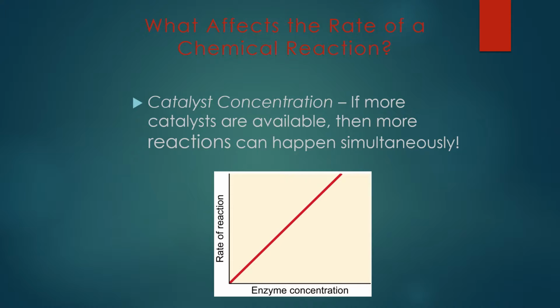If you increase the amount of catalyst, or if you increase the amount of enzyme, the concentration of it, then more reactions can happen simultaneously, meaning at the same time. To a certain point, this graph isn't completely accurate. It should kind of level off at a certain point because you would also need to increase the amount of stuff or reactants or substrates in there to really get it going fast.